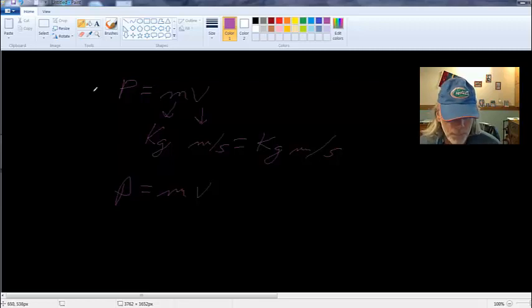So momentum, again, is always conserved. And we're going to do a couple quick problems here with momentum. You've got the worksheet on these, but we'll do a couple here also.